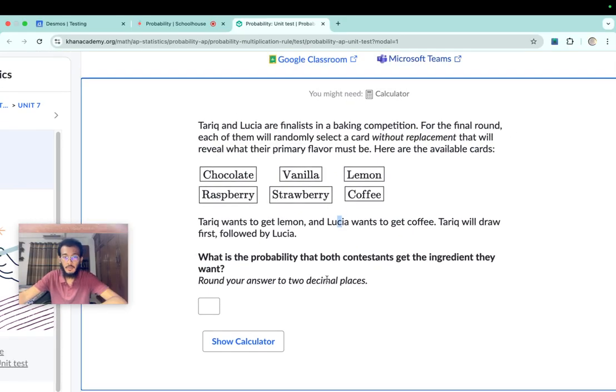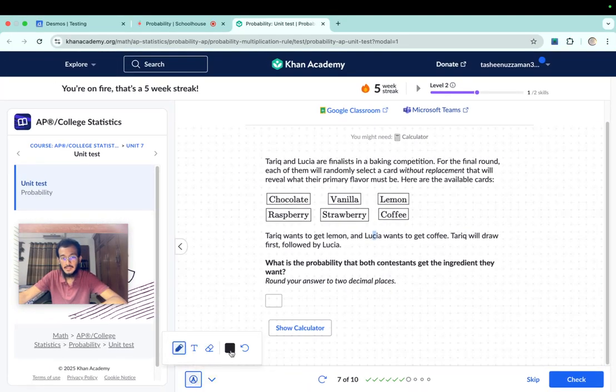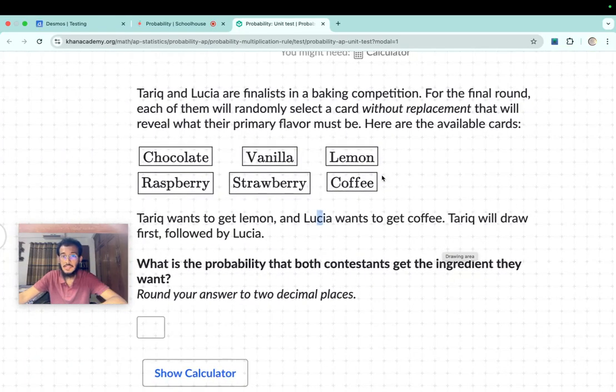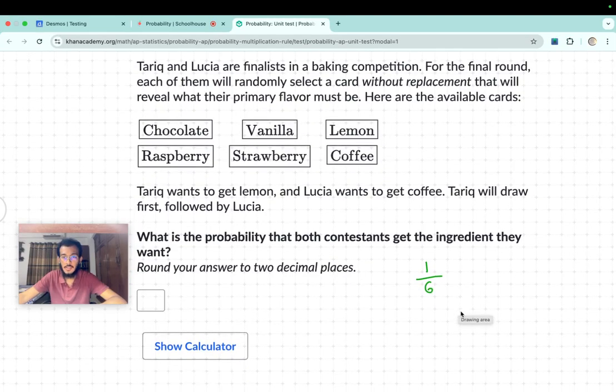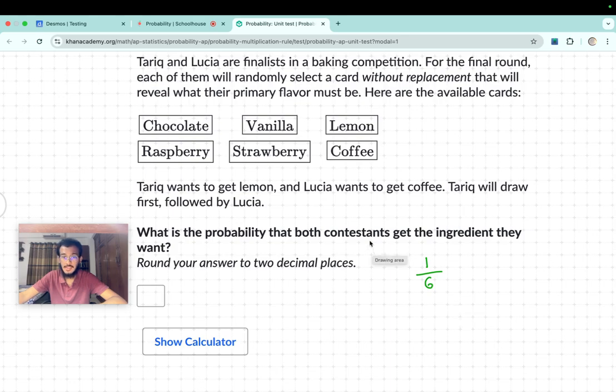Okay, so what is the probability that you have a coffee? Oh no, the lemon, because Tariq will draw first. Okay, so Tariq wants lemon. So we have 6 items in total. So the probability of a lemon is 1 upon 6. Then we need the probability of coffee, which is also 1 upon 6.